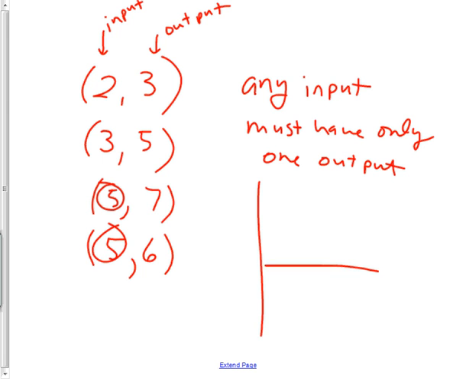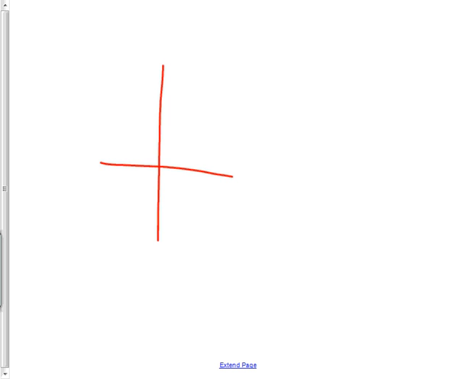So just real quick, function or not a function? Not a function. How about this one, function or not a function? Function. All right. What if I told you that this part was actually straight up and down?